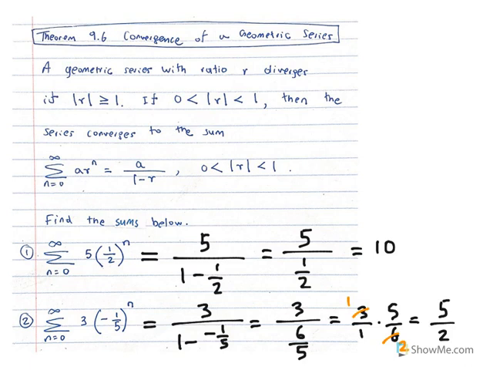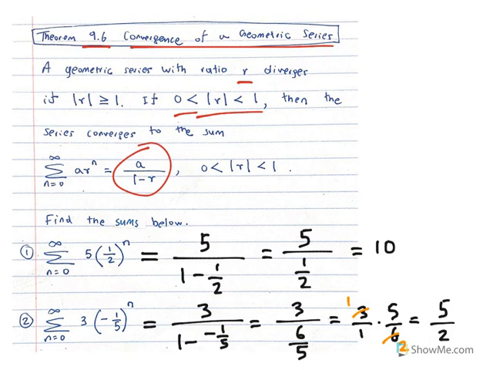Here we have Theorem 9.6 from section 9.2, convergence of a geometric series, and we're reviewing this because it's relevant to what we want to accomplish today. A geometric series with ratio r diverges if the absolute value of the common ratio is greater than or equal to 1. If the absolute value of the common ratio is less than 1, the series converges to this sum.